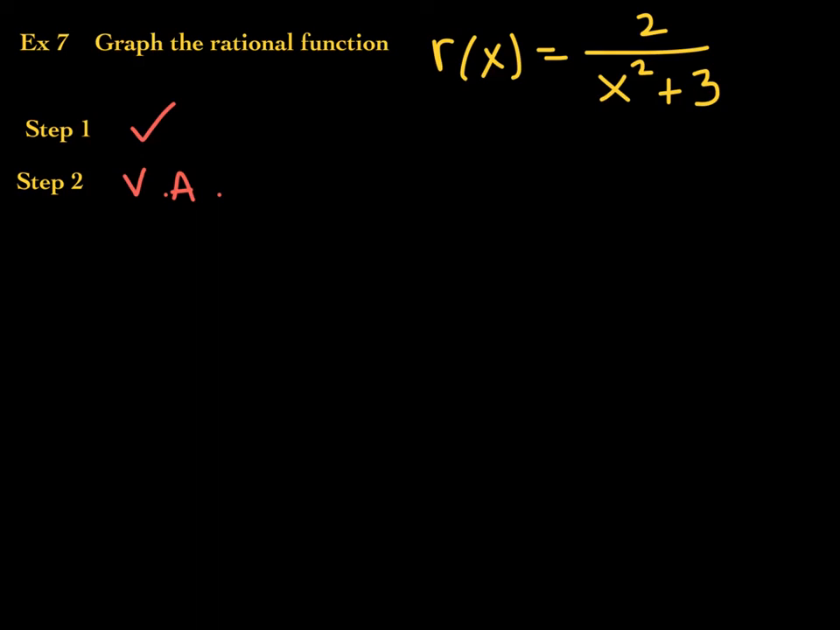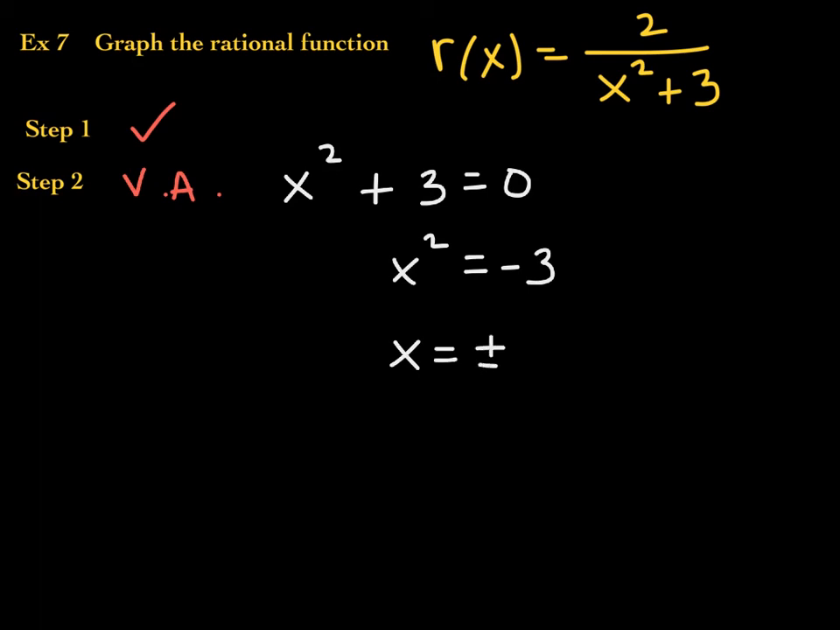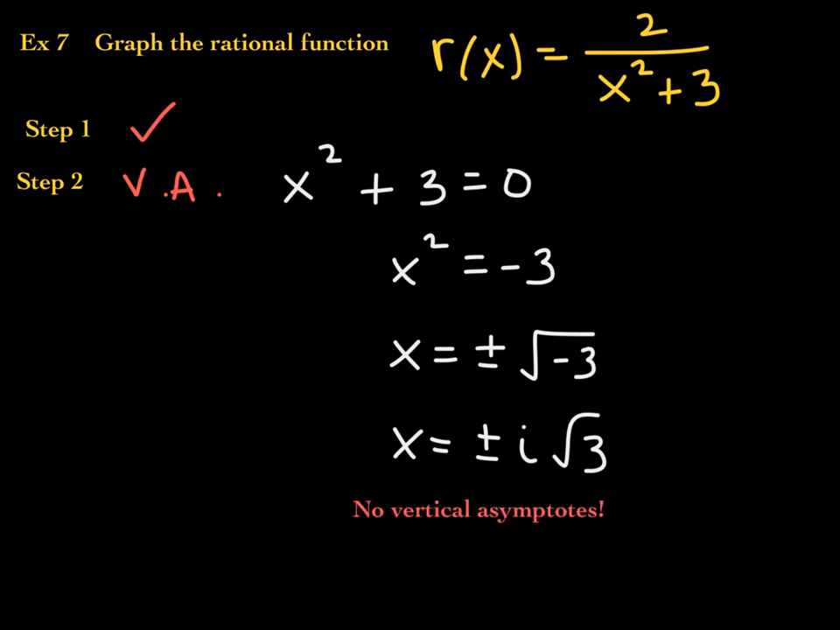To find the vertical asymptotes, take your denominator, set it equal to 0, and solve. Now there's a problem with this because when we subtract 3 from both sides and then take the square root of both sides, we get imaginary or non-real solutions. So because these are non-real or imaginary solutions, it means you do not have any vertical asymptotes. No vertical asymptotes at all. This is the first function where that has happened. So this is going to be interesting.